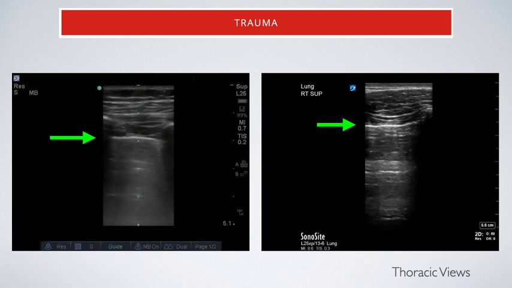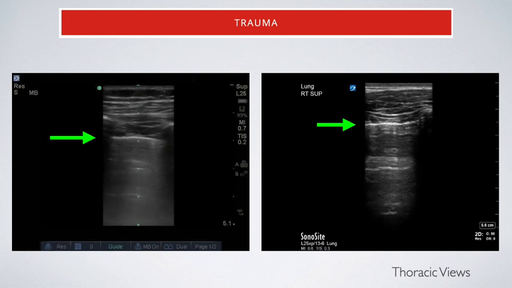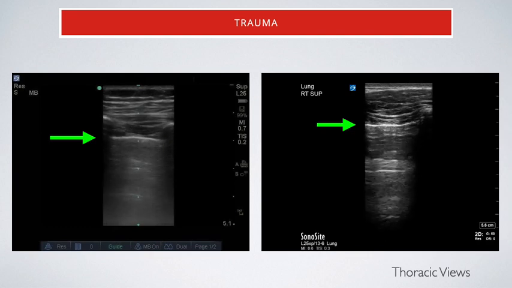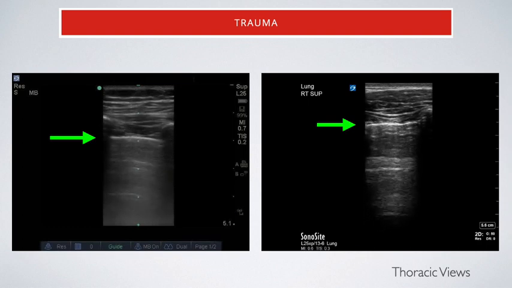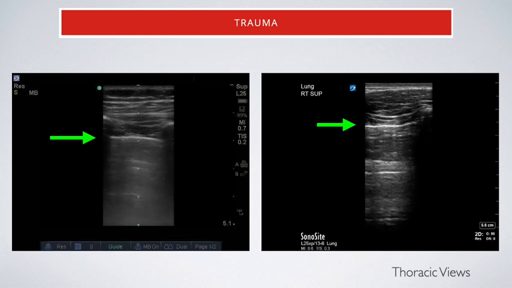Notice the difference between the two clips here. On the left, shimmering or sliding between the visceral and parietal pleura is visible, indicating that there is no air between the pleural layers, and thus no pneumothorax is present. On the right, you can see movement of the musculature of the chest wall, but no sliding of the pleural layers. This is concerning for pneumothorax.